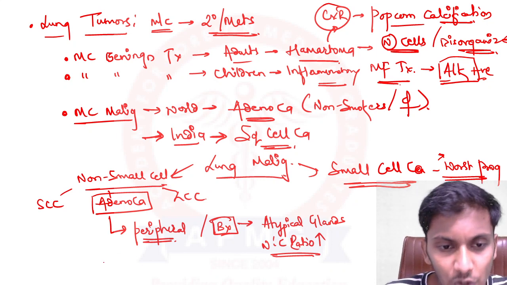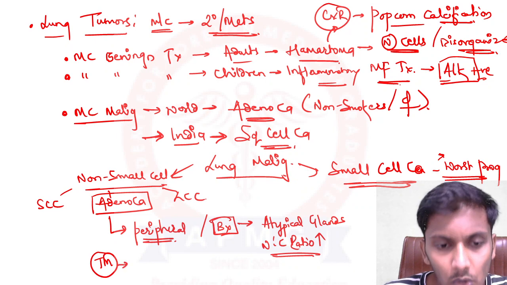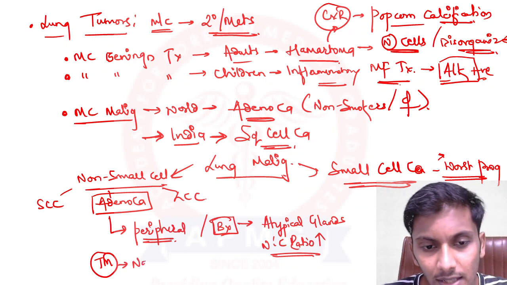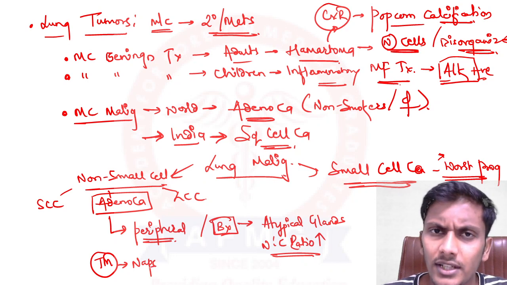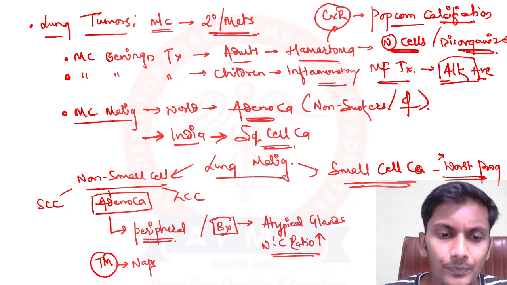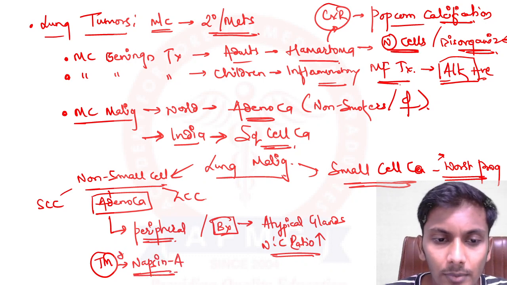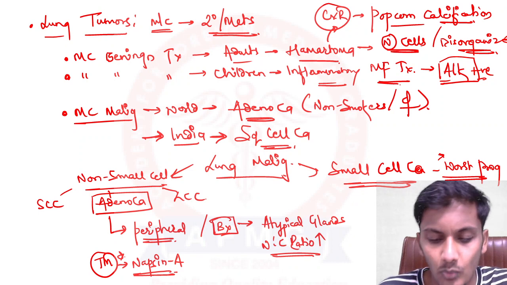And which are the tumor markers? Important question again. Which are the important tumor markers for adenocarcinoma? The best tumor marker we have already discussed. For bronchogenic carcinoma or adenocarcinoma, it is the same. Which is the best tumor marker for adenocarcinoma? It is napsin A. The best tumor marker for adenocarcinoma is napsin A. The other one is TTF1.